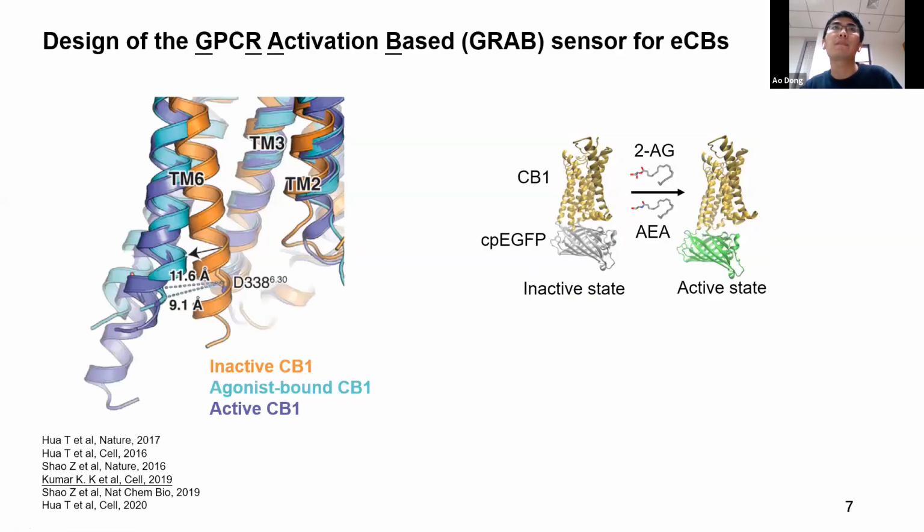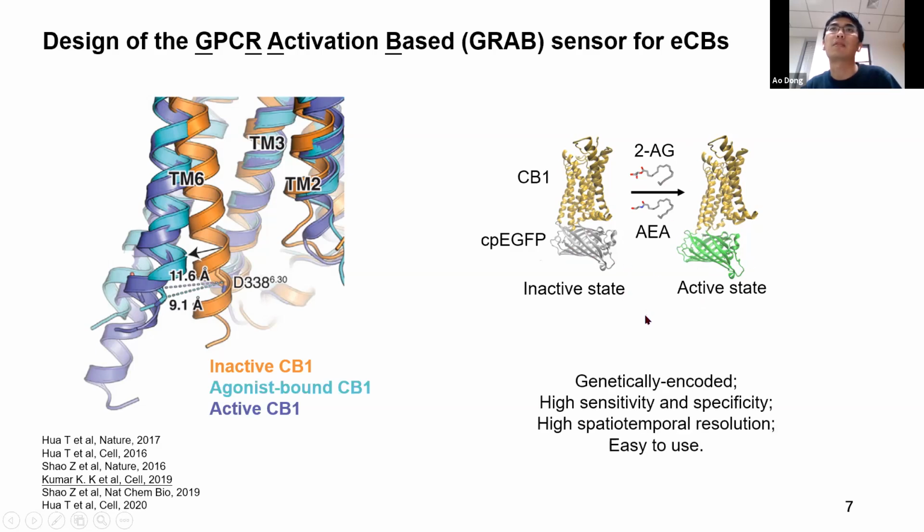So we developed a GPCR activation-based sensor for endocannabinoid, short for GRAB sensors. We took advantage of the endogenous sensor for eCBs, the CB1 receptor, and previous studies found that activation of the receptor leads to a conformational change. We thus inserted a circularly permutated EGFP into the receptor, and thus we use the fluorescence intensity to report the ligand binding event. So this is the principle of the sensor.